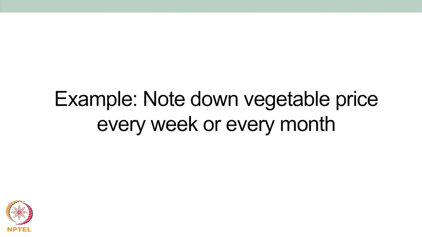For example, let us say we buy vegetables. Every day or every week we buy vegetables or rice or wheat from the market. So we can, for example, look at the price of vegetables or price of rice. That is the next example. Note down the vegetable price every week or every month, and I can make a table. The first week the price of onion was this many rupees. For the second week it either increased or decreased, or it didn't change. Third week, what is the price of onion? Fourth week, what is the price of onion?